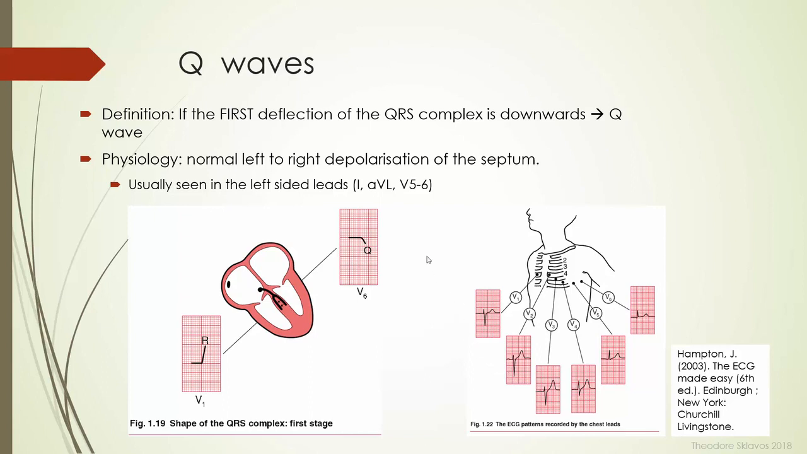All right. So for it to count as a Q wave, it has to go downwards, and it has to be the first part of the QRS complex. Now physiologically it's caused by the septum. It usually depolarizes left to right, and so that causes some small Q waves in the left-sided leads. So lead 1, AVL, V5 and 6, perfectly normal to have some Q waves in those leads.